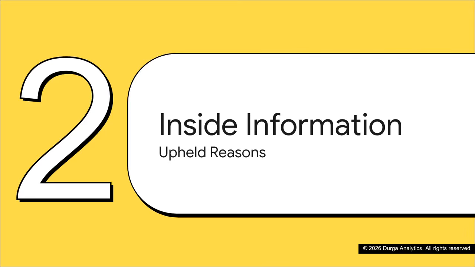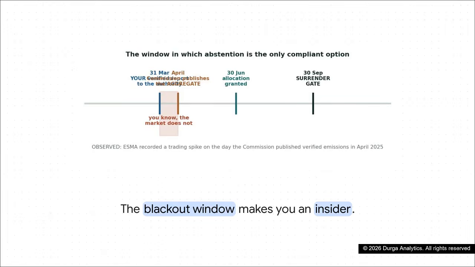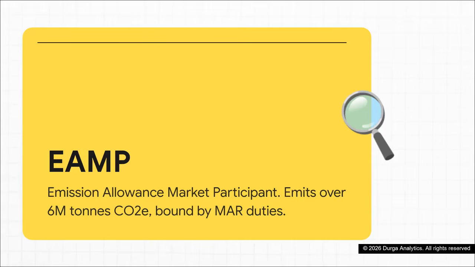Section 2. Moving on to a legally upheld reason: inside information. With the myths out of the way, let's look at something that survives scrutiny. Every compliance desk faces this specific blackout window. Between submitting your verified emissions report on March 31st and the Commission publishing aggregate data in April, you are structurally an insider. You hold a piece of the puzzle that the whole market is waiting for, and that piece moves prices. This pulls us right into MAR compliance.